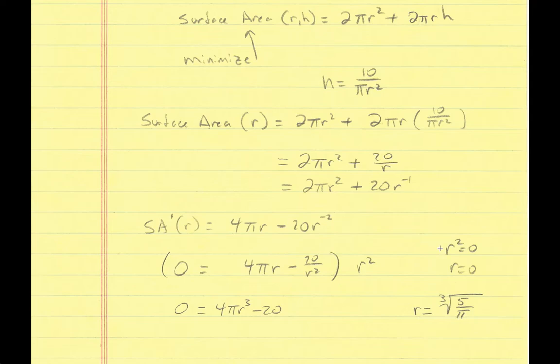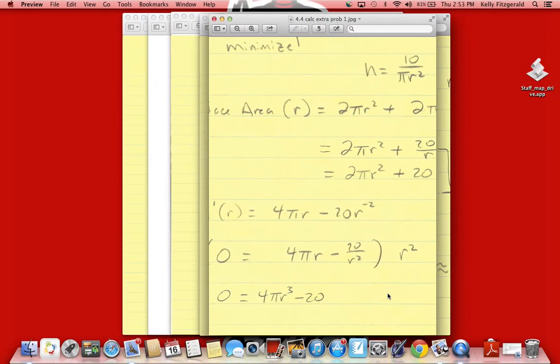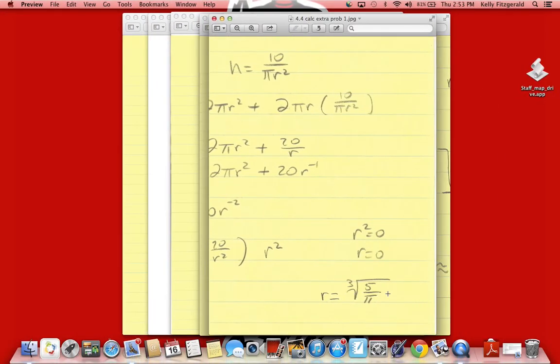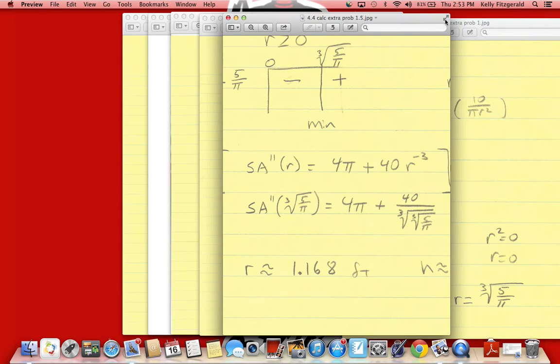r squared is equal to 0, which means r is 0. The other one, cleaned up after I multiply everything by r squared, gives me this cubic equation. Solve for r, and of course I get the goofy answer of the cube root of 5 over pi. Now, because of that particular answer, I can certainly use that and write it as a decimal answer, or I could use it and label it as a, as I did in the class notes.